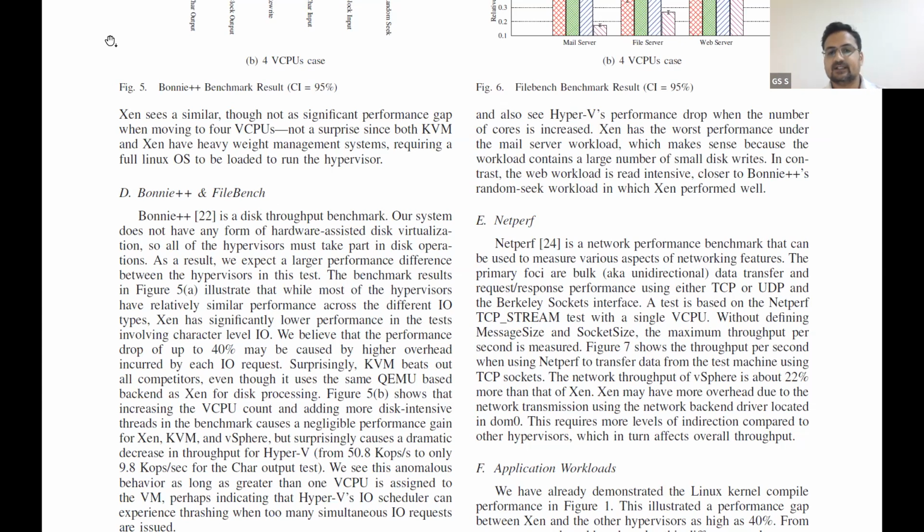Finally comes the network performance. How do you compare networking of different hypervisors? Create connections, send data transfer, UDP and TCP data, and then compare.